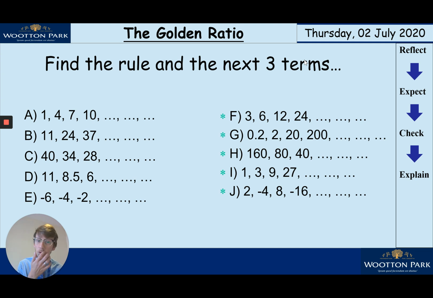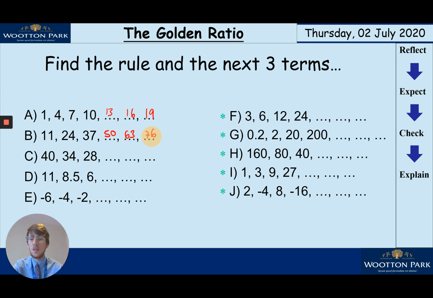Okay, hopefully you've managed to do all of them. If you didn't, that's not a problem. Let's see if you got them all right. So the first one, we've got 1, 4, 7, 10. We can see that that's going up by 3 each time. So the next ones are 13, then 16, then 19. Then the next one, we've got 11, 24, 37. That time it's going up by 13 each time. You might see a similarity in the units digit from A, but it's going up by 13 each time. So the next ones are 50, 63, 76.